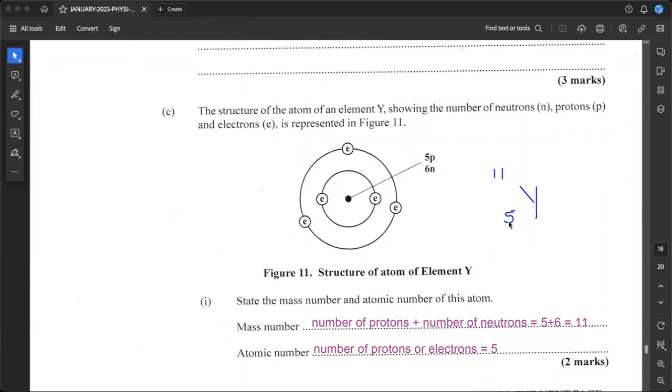So it's 5 here, and that's what I've shown here in this symbol as well, okay? So this would get us our 2 marks.